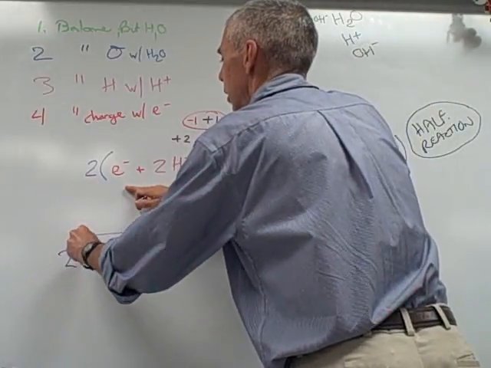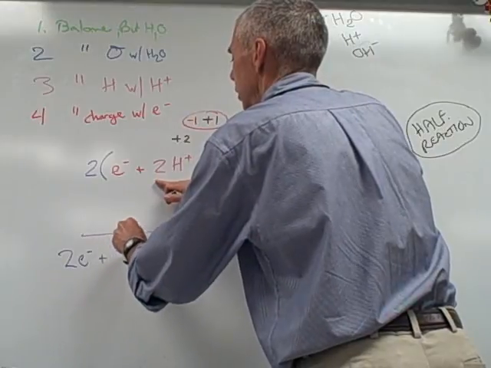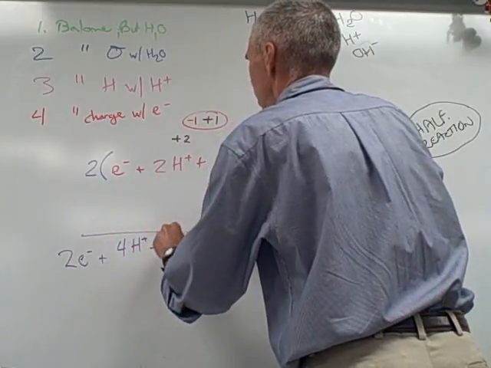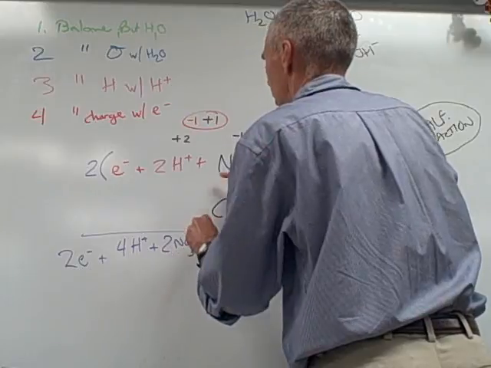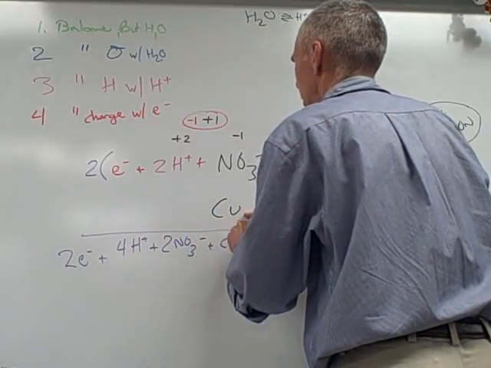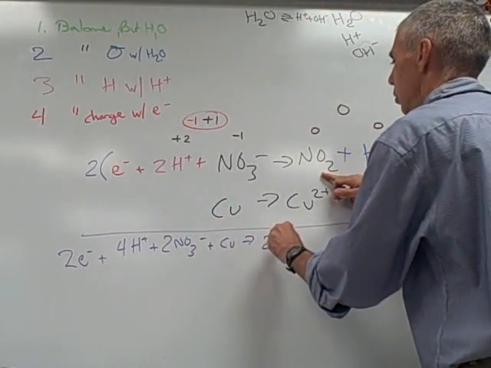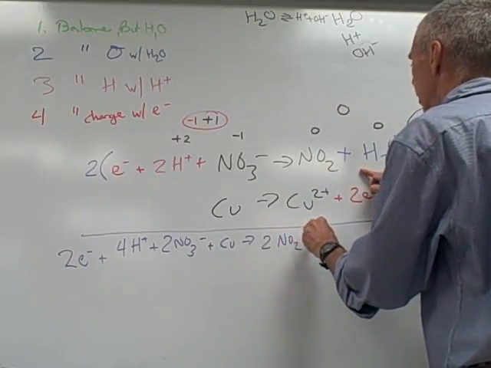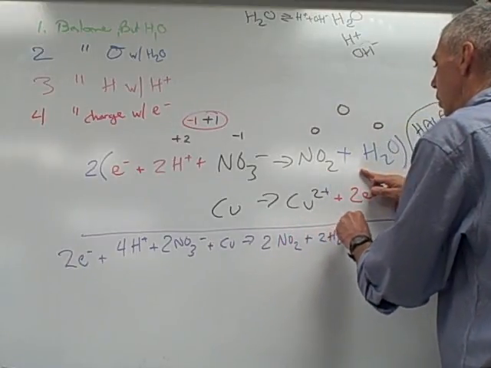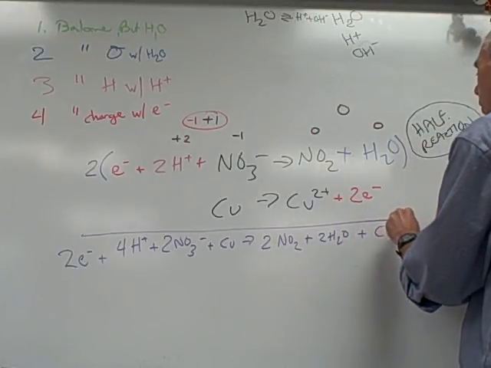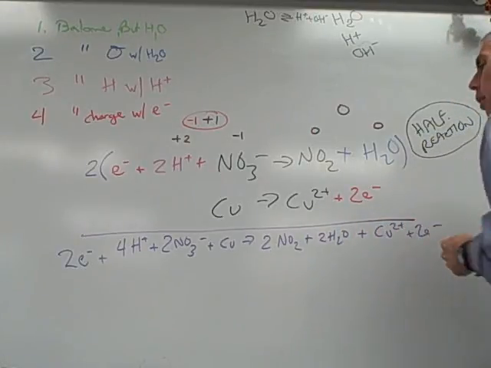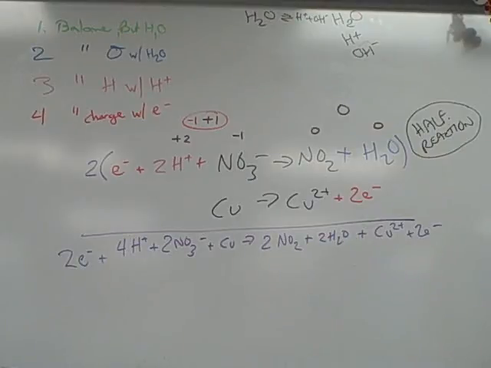So we're going to have 2 electrons, 4 hydrogen, 2 nitrates, and 1 copper. Goes to 2 nitrogen dioxide, 2 waters, 1 copper ion, and 2 electrons. Now, is there anything that's redundant?